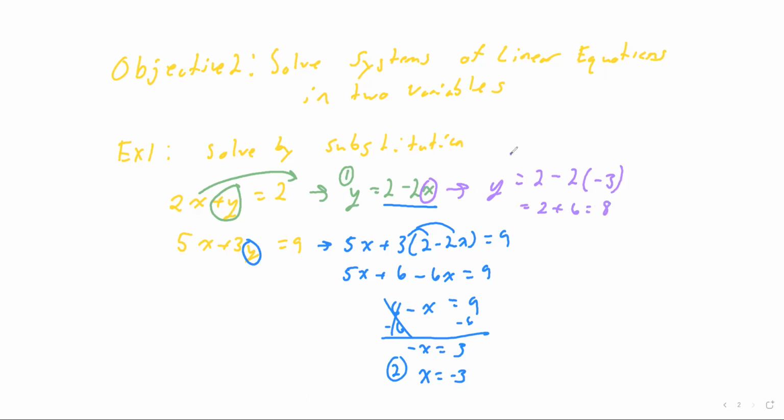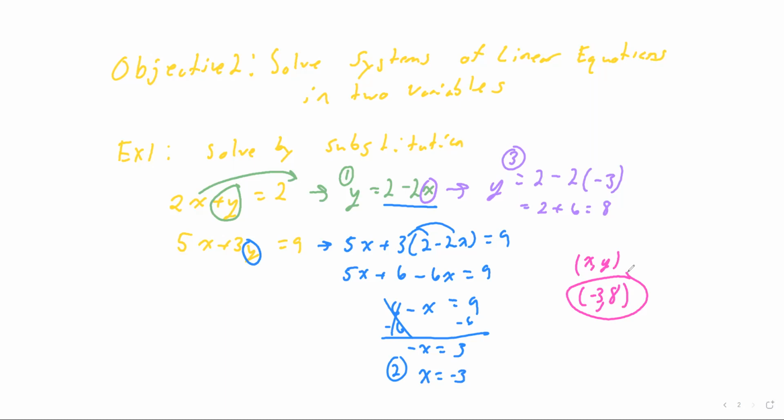Therefore, your final outcome would be as a coordinate. We write a coordinate as x comma y. So in this case, this would be negative 3 comma 8. And that's how you do substitution.